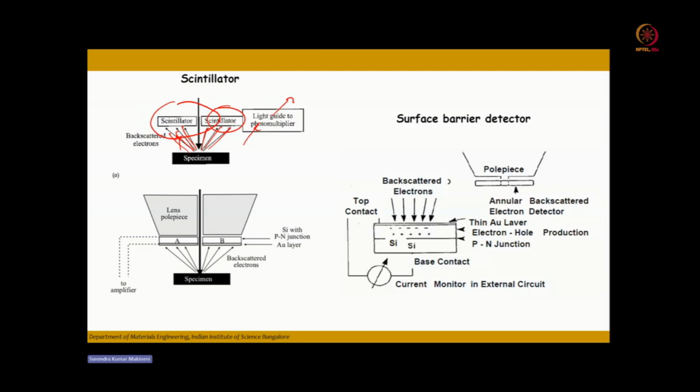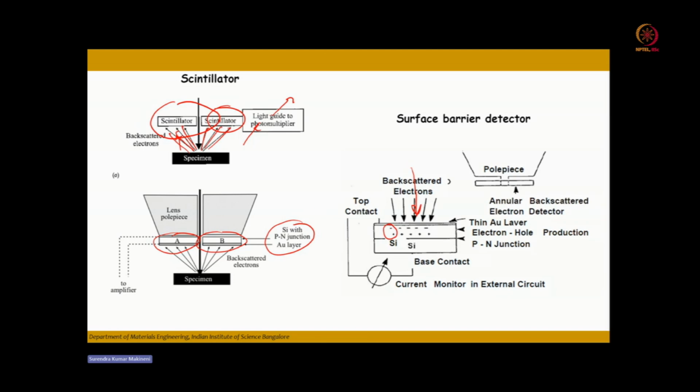Nowadays, there are also solid state detectors available. These solid state detectors are also kept just below the pole piece above the specimen, but they work on the principle of PN junction silicon. Okay, so it's a semiconductor. Whenever the backscattered electrons hit the PN junction or the silicon, then what will happen? It will generate a pair of holes and electrons.